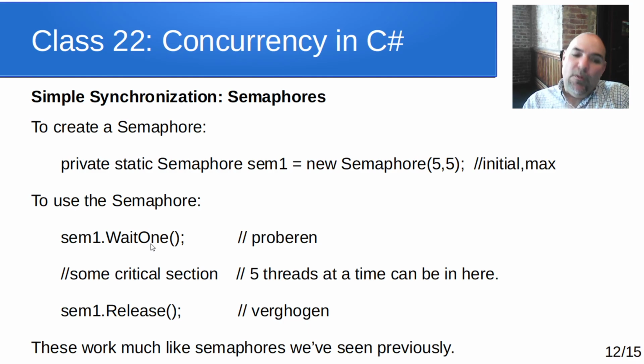And what do we wait for? Well, we wait to be notified. How do we get notified? Sem1.release. And you'll notice that's the equivalent of the V operator with Dijkstra semaphores or Verhoeven.